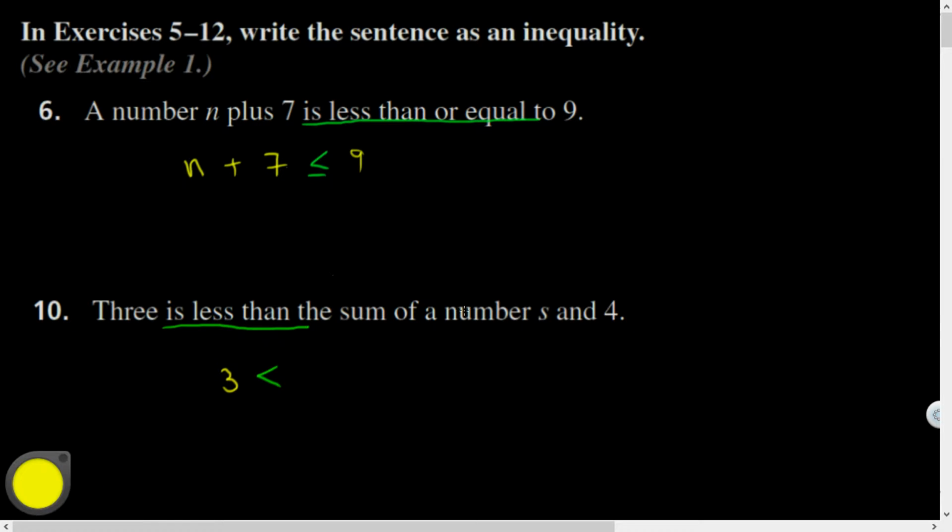Is less than the sum. What does sum mean? Well, the answer to an addition problem. Wow, that was like the most mathematically accurate way. I used to say that sum means addition in parentheses, and technically the parentheses don't matter here, so you could drop them. But the sum of a number s, and I just try to make my s not look like a 5, and 4. Done, son. There we go. All right, let's keep scrolling.